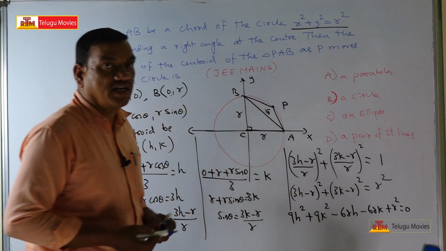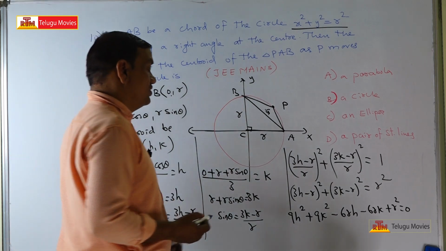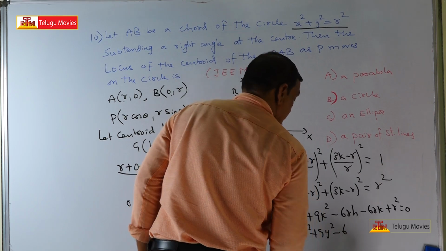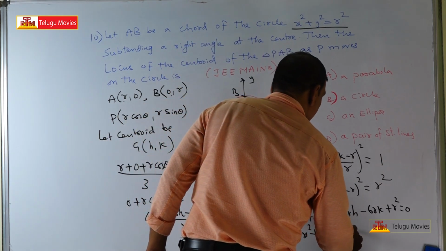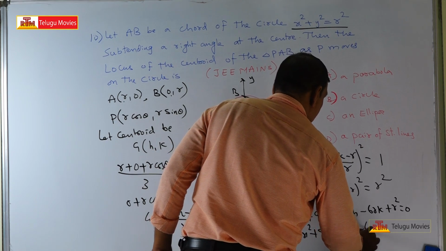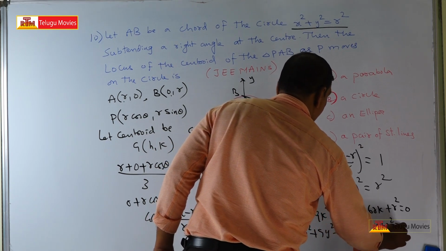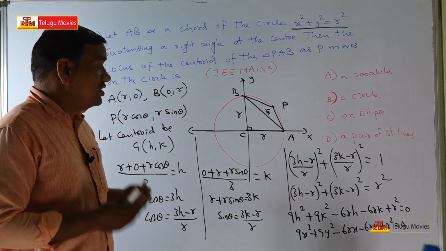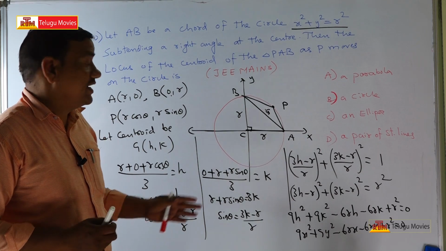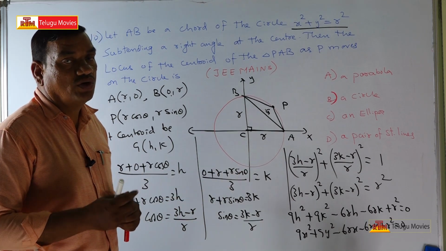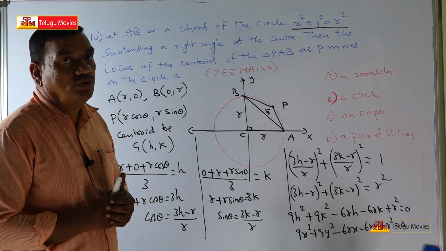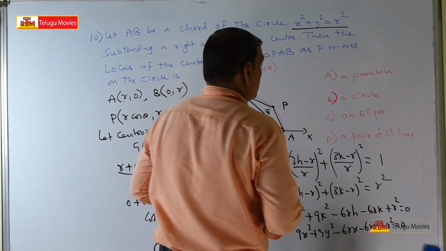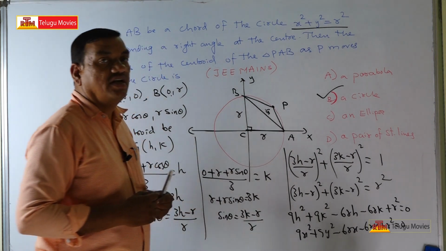Wherever h and k are there, substitute with x and y. So this is 9x square plus 9y square minus 6rx minus 6ry plus r square is equal to 0, where r is a constant. Why? Because the radius of the circle is a constant. So this is clearly the equation of a circle. The coefficients of x square and y square are both equal, 9 is equal to 9, and the radius is also greater than or equal to 0. Therefore, the locus of this centroid G is a circle.